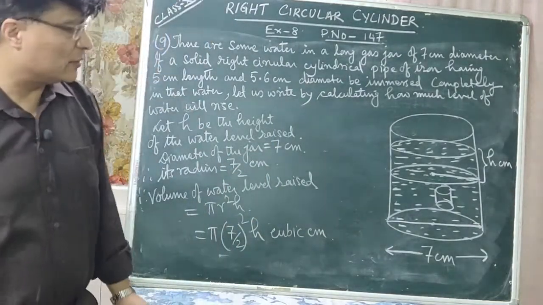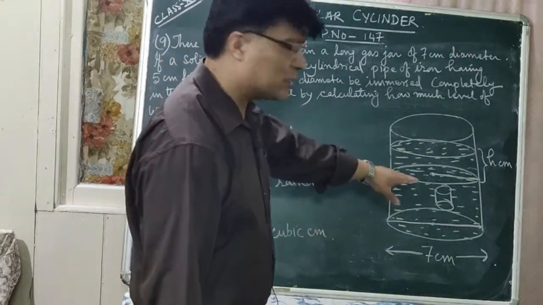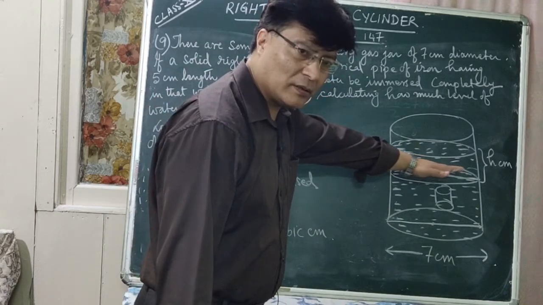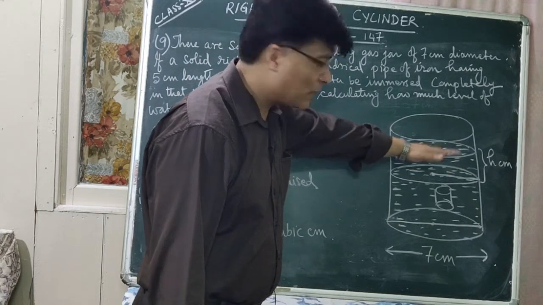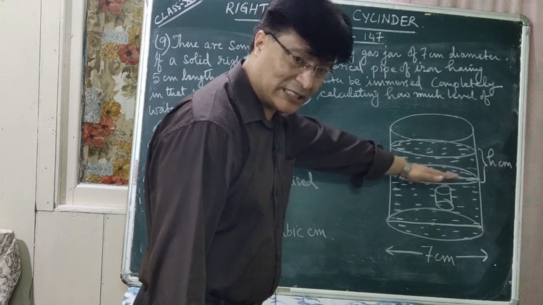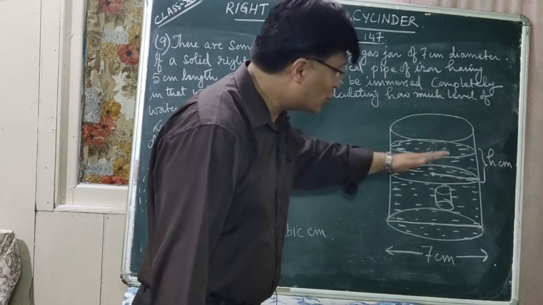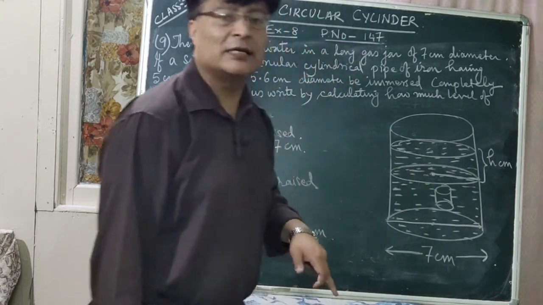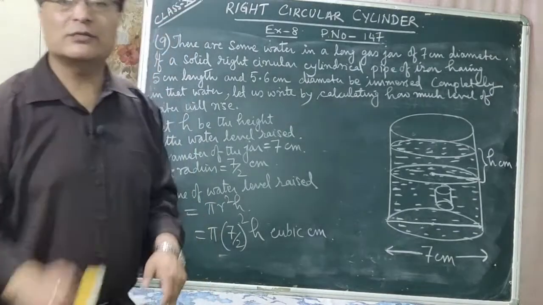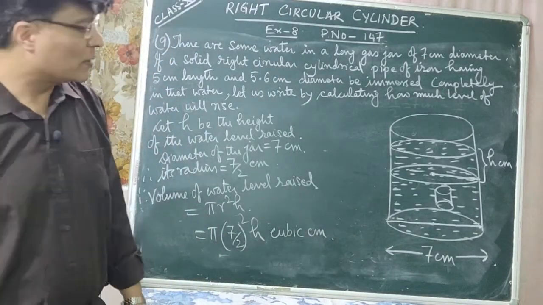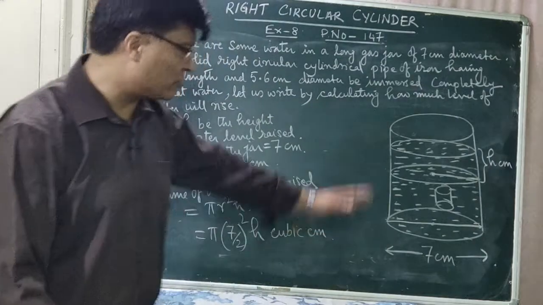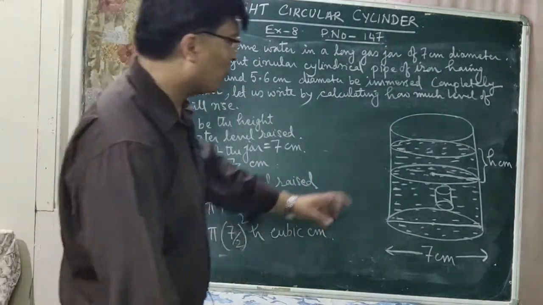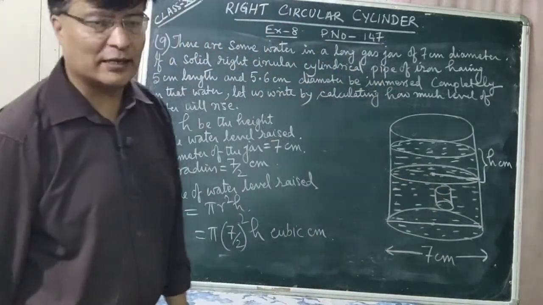As I told you, when you immerse this solid cylinder in the water, the height of the water level will be raised. This is the volume of water displaced, and you should know that this volume of the water level displaced is equal to volume of that cylinder that is completely immersed in water. Is that clear? So I think you have understood this figure. You can draw the figure. Okay, so now let us find out the volume of this small solid circular cylinder.